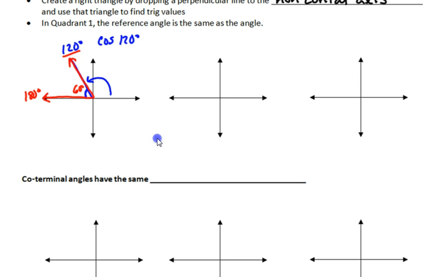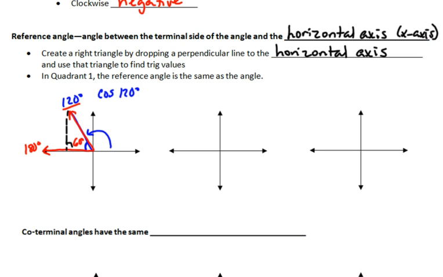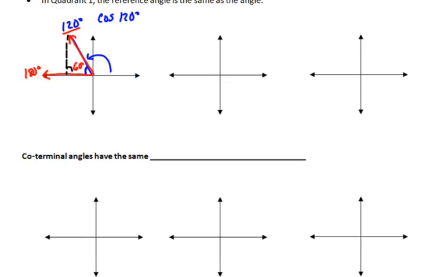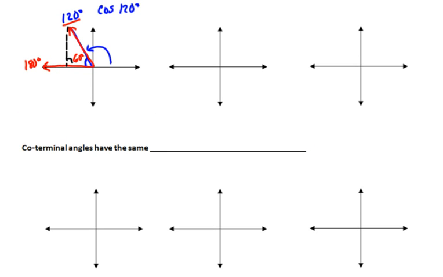I can drop a perpendicular line, and notice it says I need to drop my perpendicular line down to the x-axis. That's what I set up here, down to the horizontal or the x-axis. And I can create a triangle. Well, if you see a triangle that has a 60-degree angle in it, then I know I've got a 30, 60, 90-degree triangle. There's 30 right there. I can label the sides: 1, square root of 3, and 2.